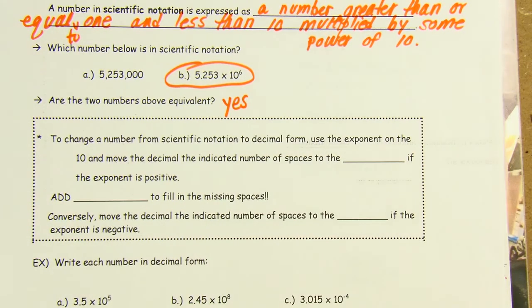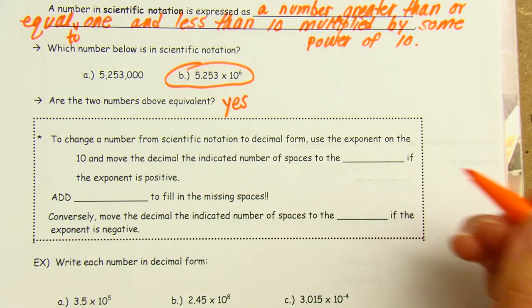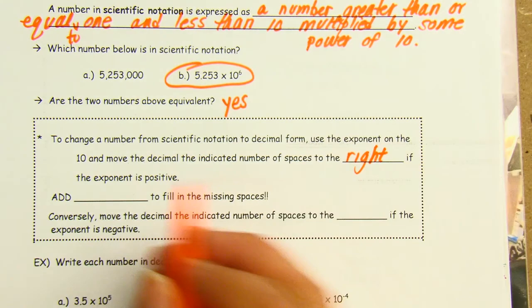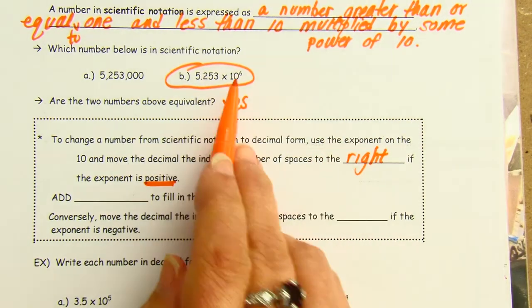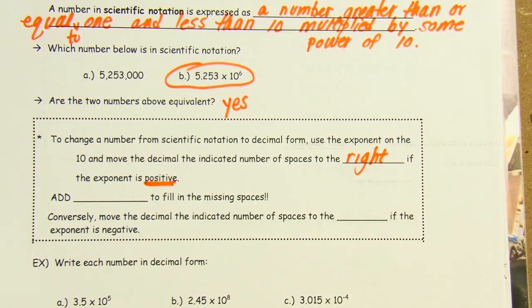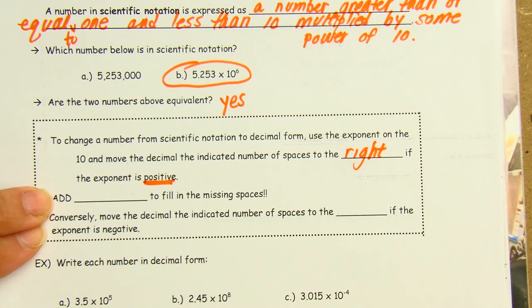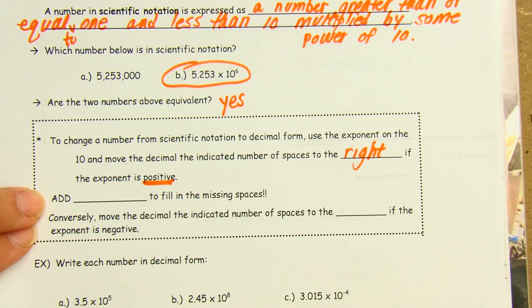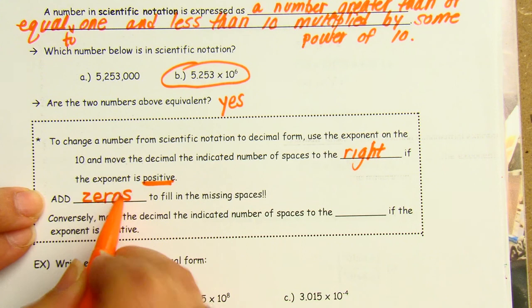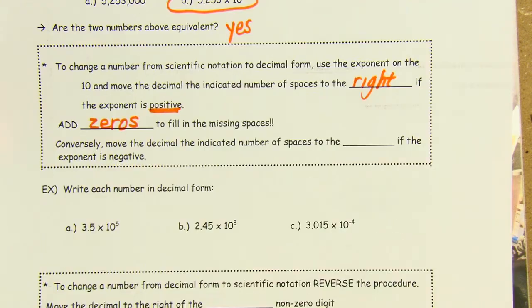To change a number from scientific notation to decimal form, you're going to use the exponent on the 10, just like I just said. You're going to move the decimal the indicated number of spaces to the right if the exponent is positive. The exponent here was positive, and we said take the decimal and slide it that many places to the right to get the equivalent decimal form. And if you're out of spaces, what are you going to put in there? What are my placeholders? Yes, zeros. You're going to add zeros to fill in the missing spaces.